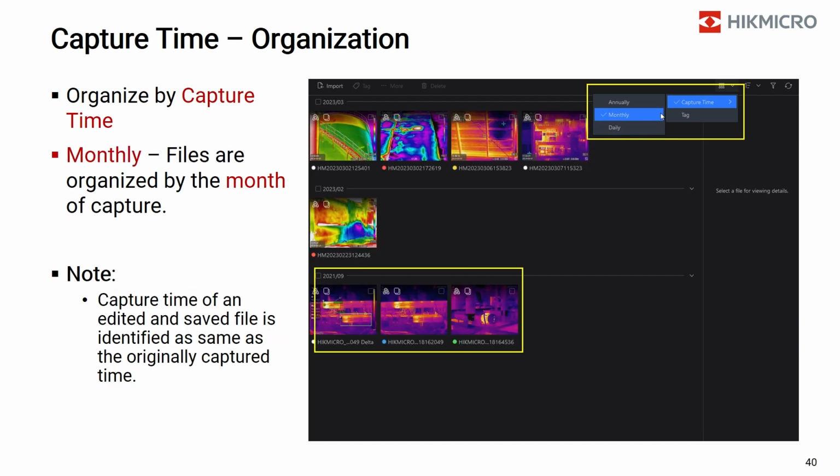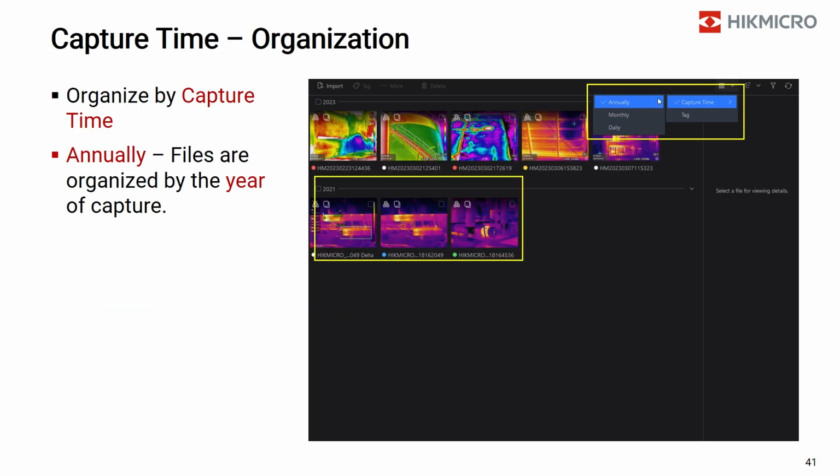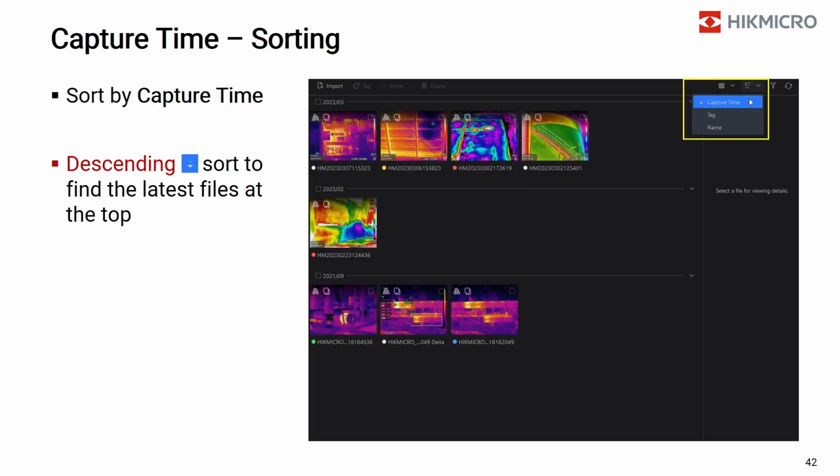As you can see, in the mode of monthly, files are combined to different groups according to the month of capture. Capture time of an edited and saved file is identified as the same as the originally captured time. Last, in the mode of annually, files would be organized by the year of capture. Like tag, HIKMICRO Analyzer supports sorting by capture time. Adopting sort and descending could help users to easily find the latest files at the top, which is rather practical to their actual work.